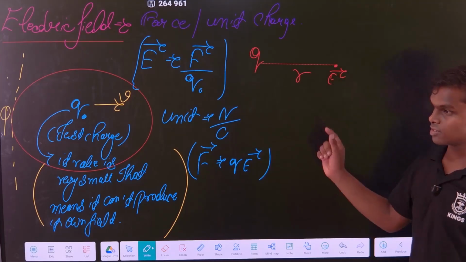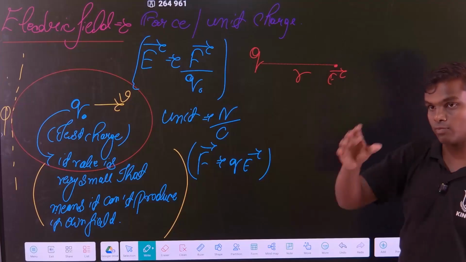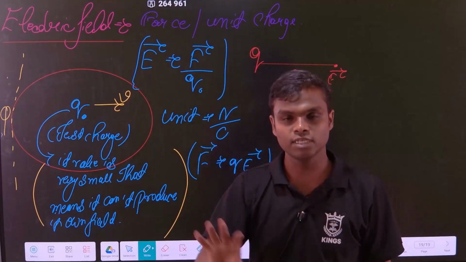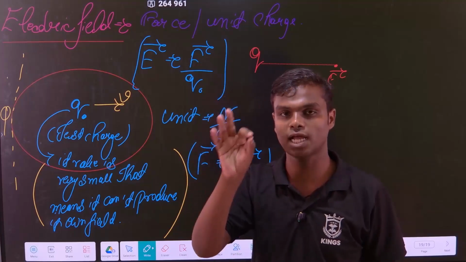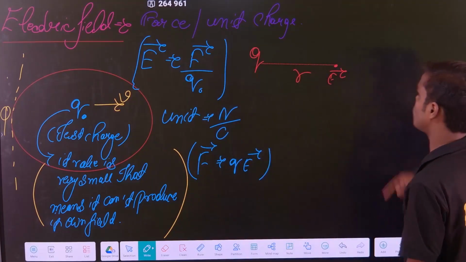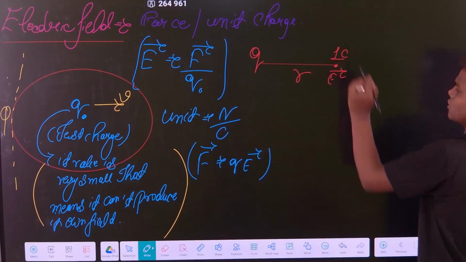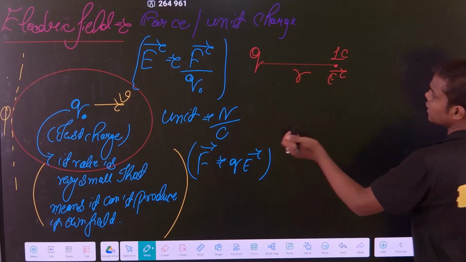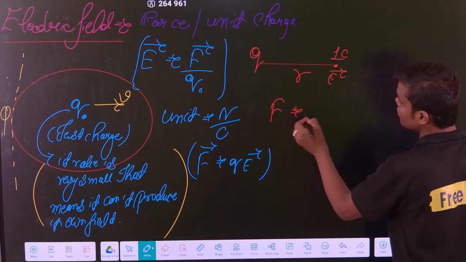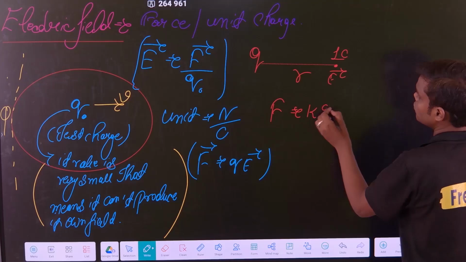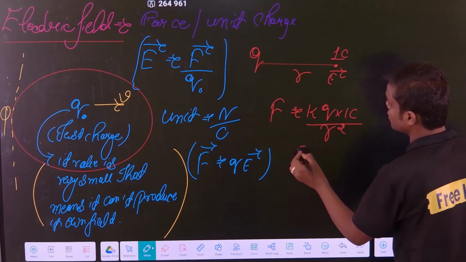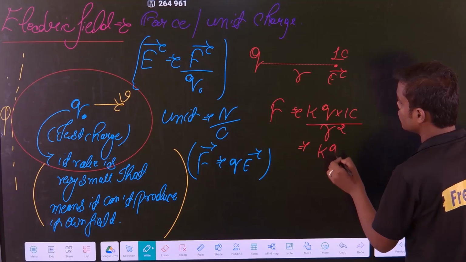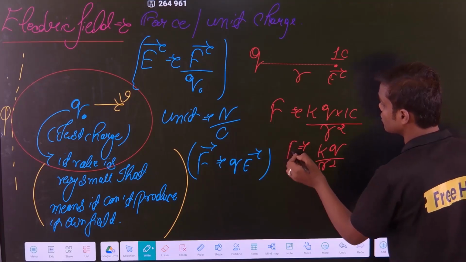So what does the rule say? The rule is very simple. Whenever you have to calculate the field at any point, you place 1 coulomb of charge at that point and calculate the force. F is equal to K Q into 1 coulomb divided by R square. This becomes K Q by R square. That is my force.